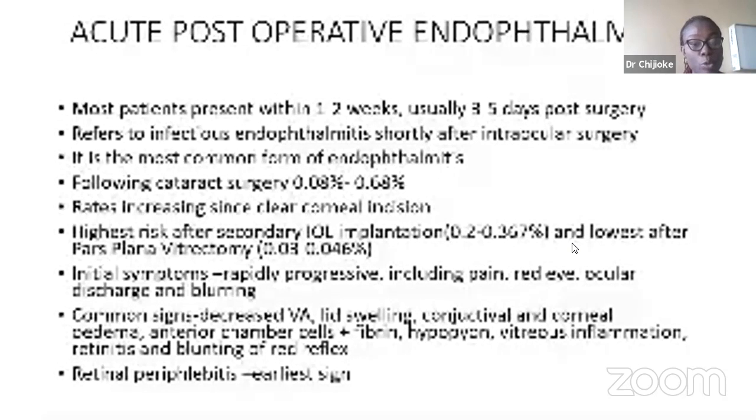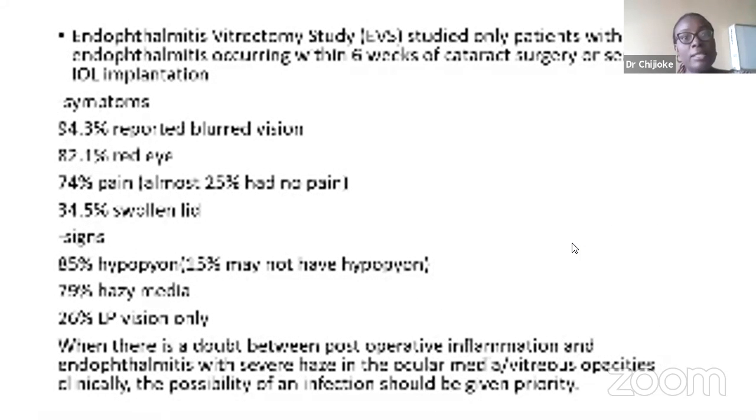It's also worthy of note that retinal periphlebitis is an late sign. The Endophthalmitis Vitrectomy Study studied only patients with acute endophthalmitis occurring within 6 weeks of cataract surgery or secondary IOL implantation. And the symptoms they found from the study: 94.3% reported blurring of vision, 82.1% red eye, 74% pain. Means almost 25% of patients can present without pain.